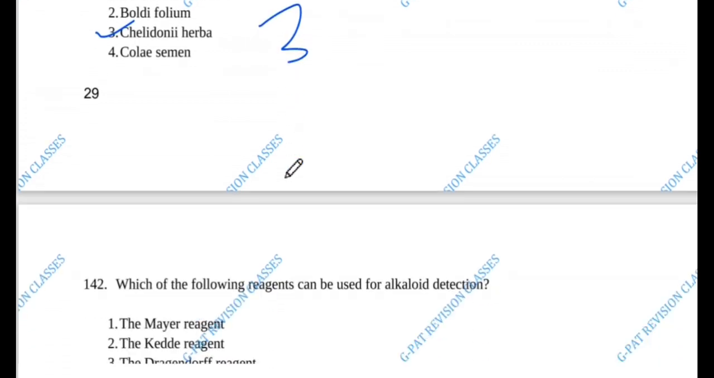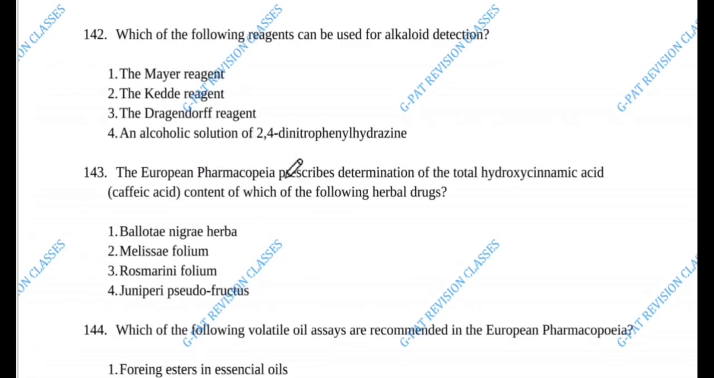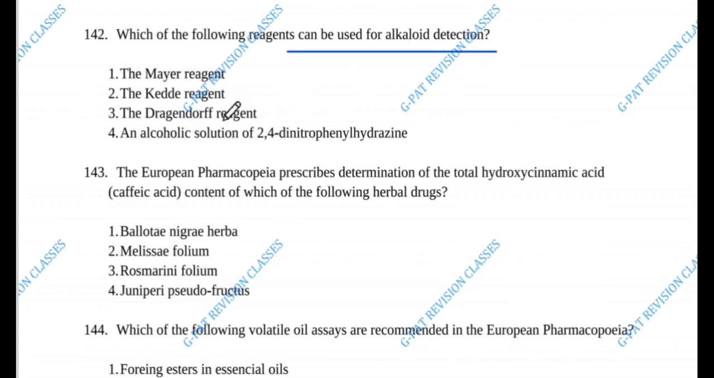Next is question number 142. Which of the following reagents can be used for alkaloid detection? The answer is second, the Dragendorff reagent. The answer is second.